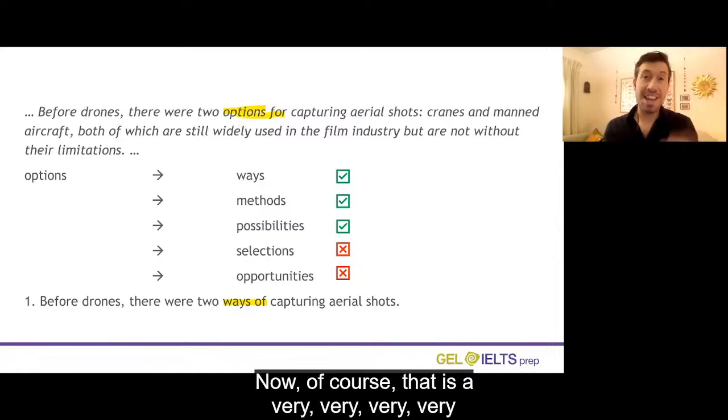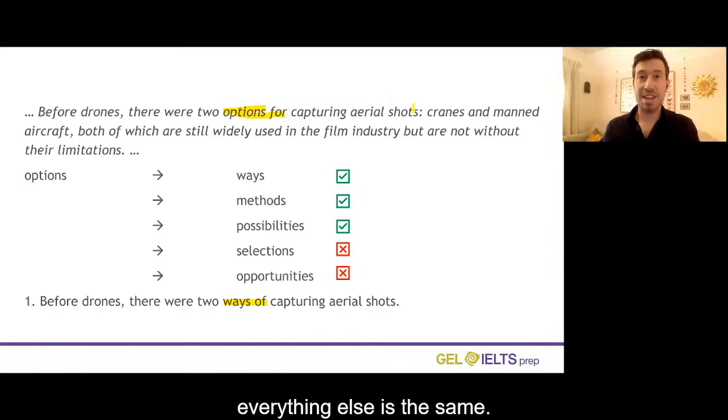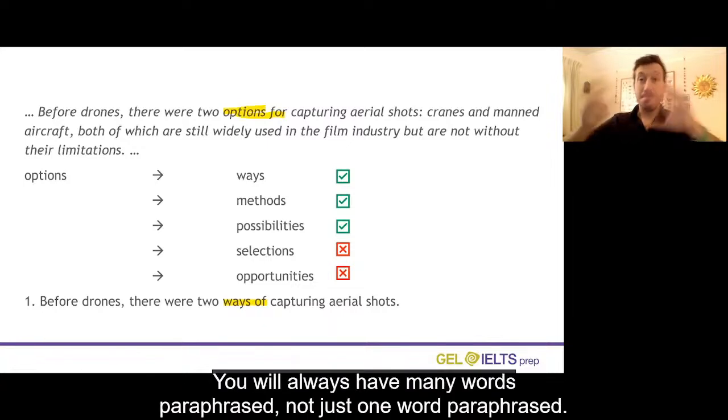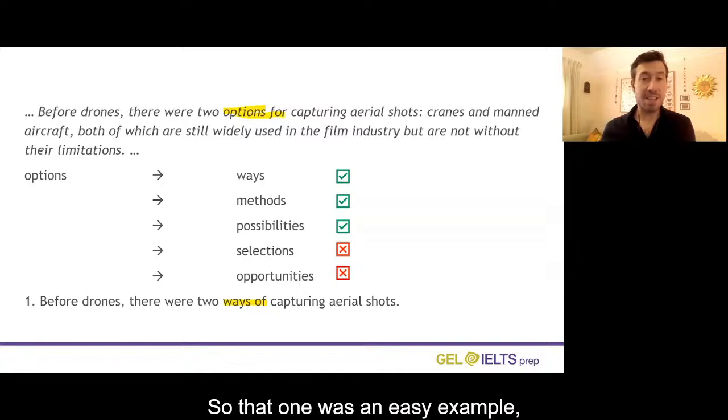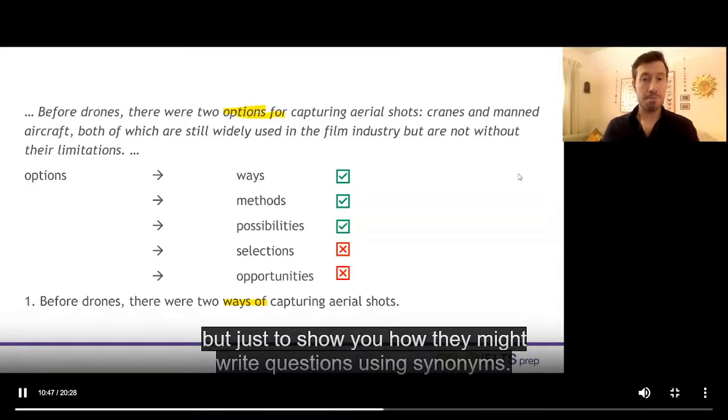Now, of course, that is a very, very easy example because there's just one thing different and everything else is the same. That never happens in the IELTS. You will always have many words paraphrased, not just one word. That was an easy example, but it shows you how they might write questions using synonyms.